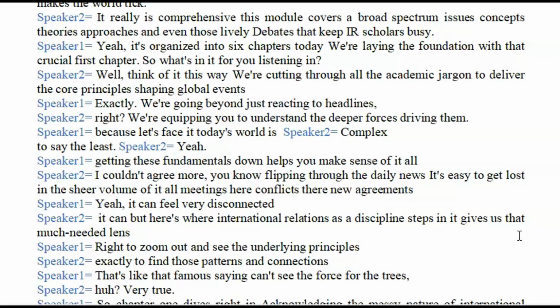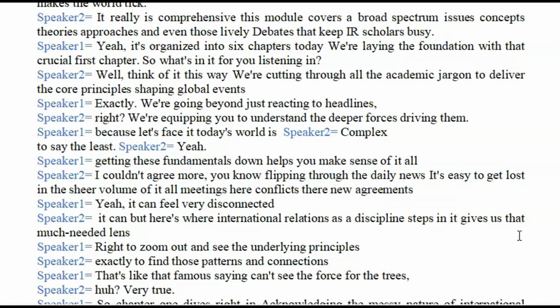Exactly. We're going beyond just reacting to headlines. Right. We're equipping you to understand the deeper forces driving them. Because let's face it, today's world is complex, to say the least. Getting these fundamentals down helps you make sense of it all. I couldn't agree more. Flipping through the daily news, it's easy to get lost in the sheer volume of it all. Meetings here, conflicts there, new agreements. Yeah, it can feel very disconnected.